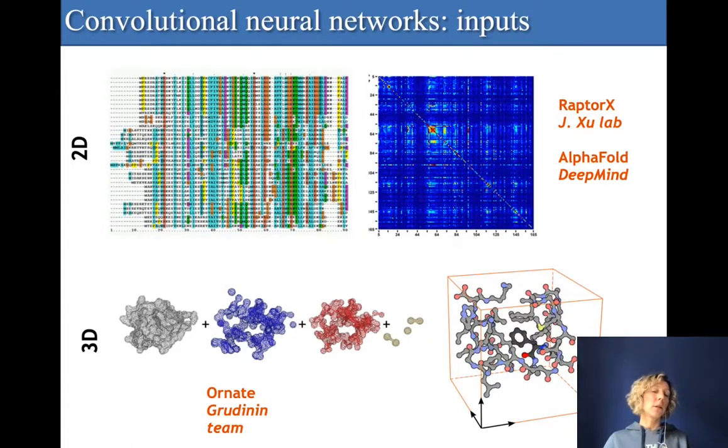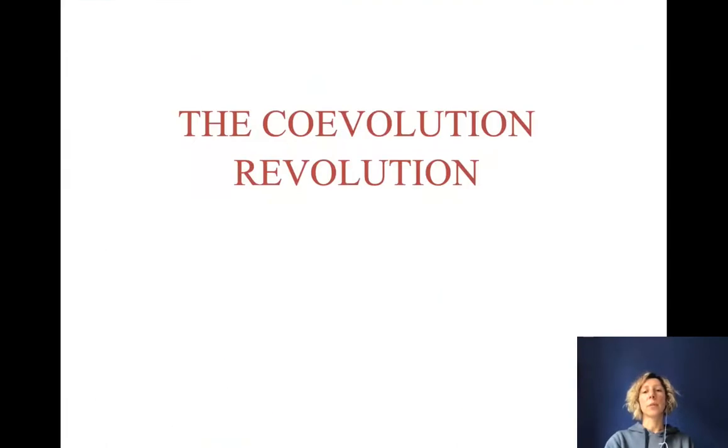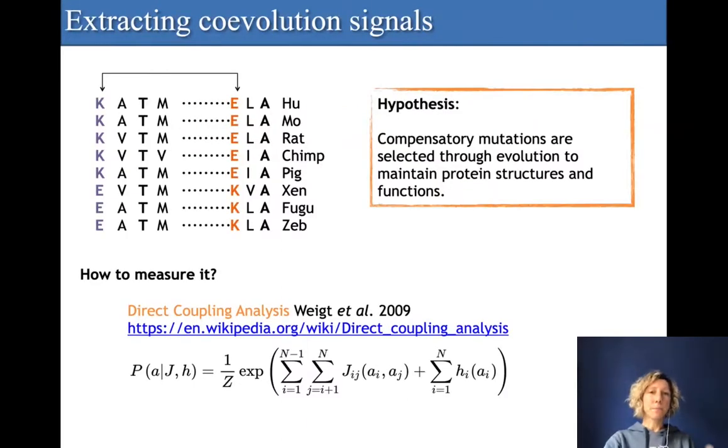Or you can work with objects that are in 3D, where you're working with the structures. Here you have an example where you represent your system with different 3D maps, which correspond to the density of the different types of atoms you have, and you learn on these maps. You may also think of graph convolutional networks for this purpose. So I'm just going to go a bit more into the effect of coevolution.